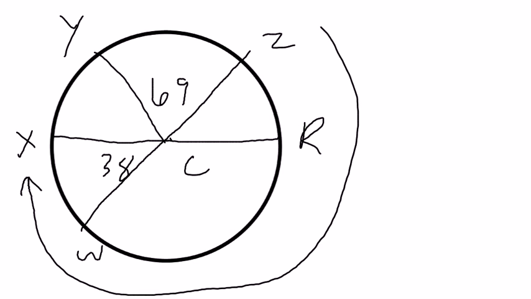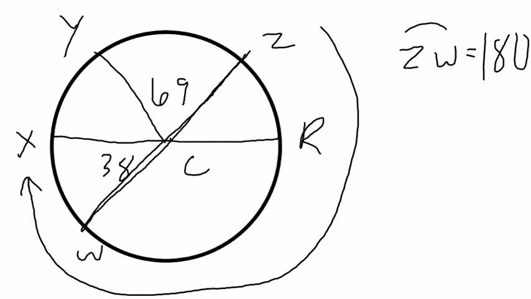Well, you know that ZW, since this is the diameter here, that arc must be 180. So ZW is 180. It's half the circle, it's the diameter. So you know it must be 180, and then all you have is this one right here, which is 38 degrees with that central angle. So you just add them together and you get 218.